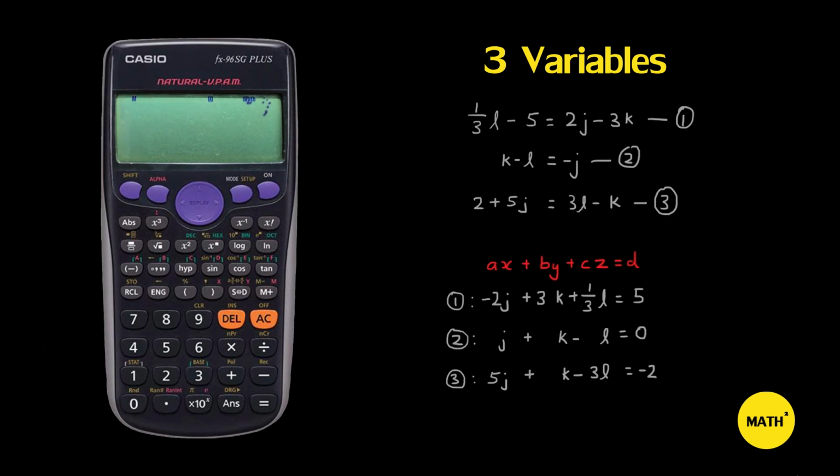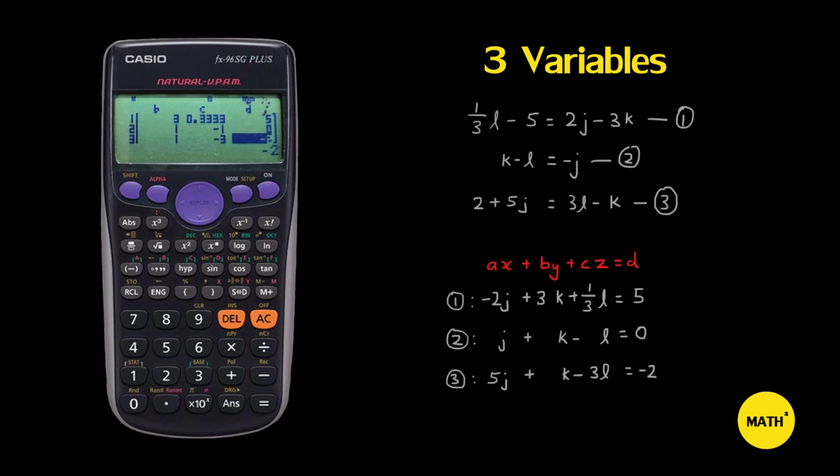To solve simultaneous equations that involve 3 variables, we press Mode, followed by 3 and 2. You can see that the layout is very similar to the previous one, with the addition of one more row since we have 3 equations. The way to key in the calculator is exactly the same. To key in equation 1, we press negative 2 followed by equal, 3 equal, 1/3 equal, and 5. Repeat the same for equations 2 and 3.